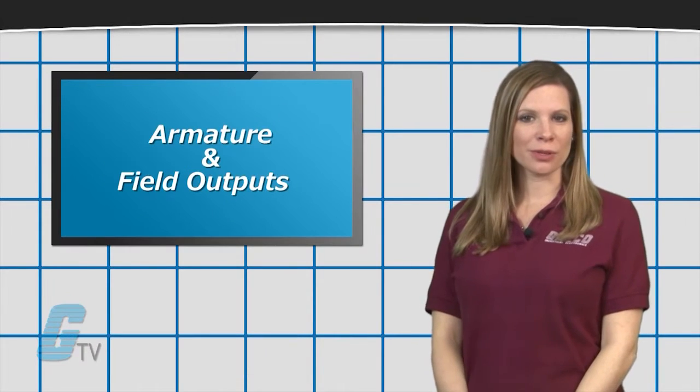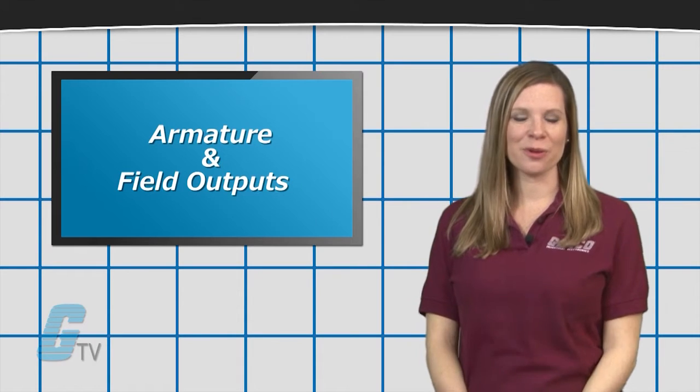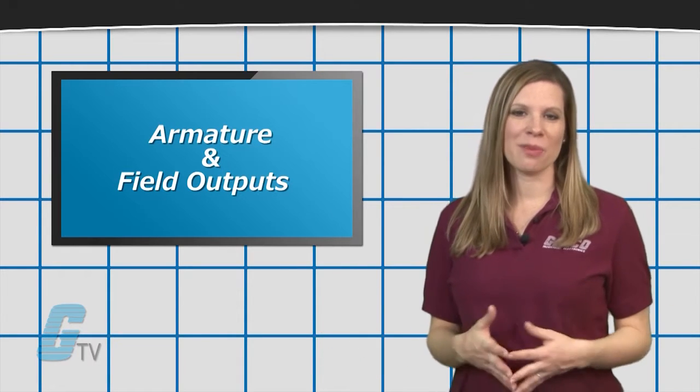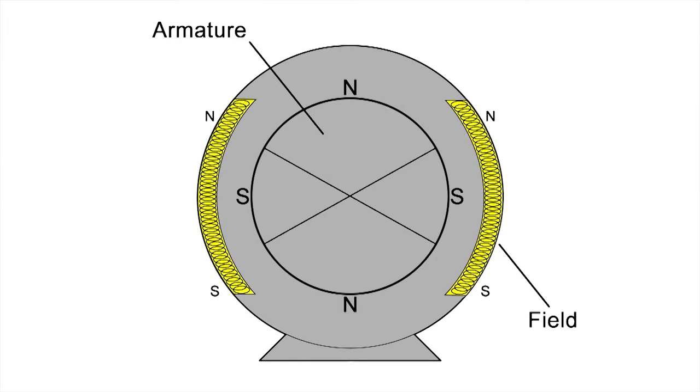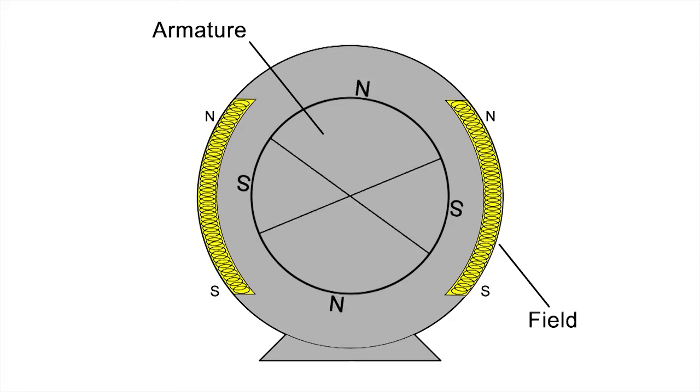A drive's armature output is the main channel for power delivery to a DC motor. The armature output sends variable DC voltage to the armature winding of a DC motor in order to create rotation.